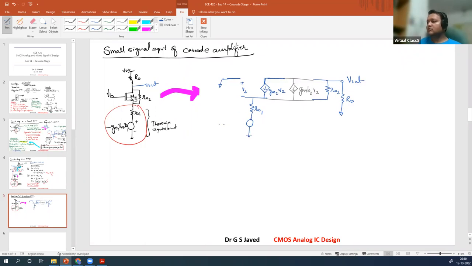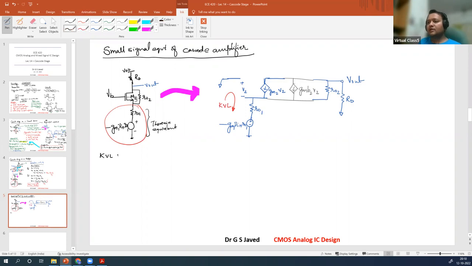plus your Vin supply voltage. What is this? Minus GM1 Vin RO1. So this is your voltage source here. Plus minus. Very important to have this. So this is your small signal equivalent of this cascoded amplifier. Now, what do you think you need to find? You will find the gain. What is the small signal gain of the circuit? First one, simplest. We will apply KVL here.